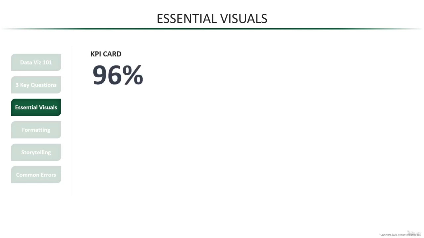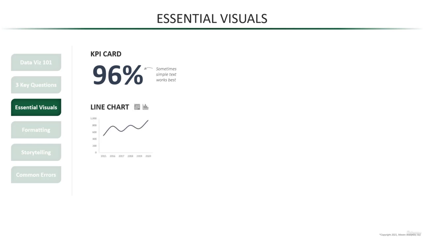The first of which is the KPI card, which is also known as a BAN or big A number. You may be thinking that this isn't really a visual and that we just talked about how numbers are hard to understand and slow to process, but if it is just a single number that you're trying to show, then sometimes showing it with simple text really does work best.